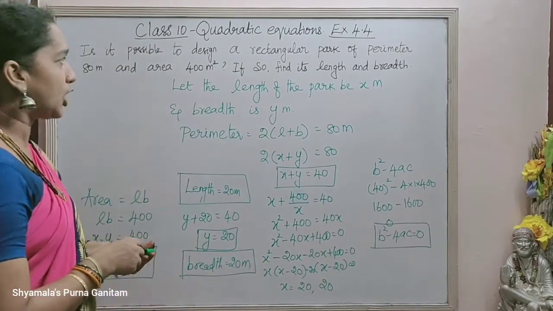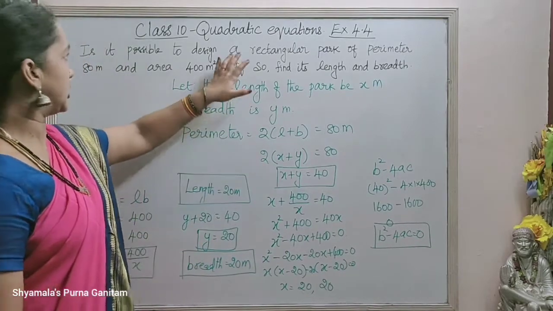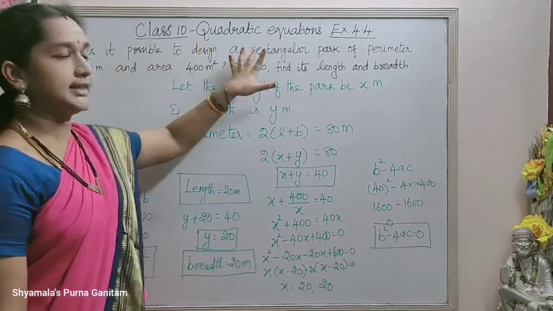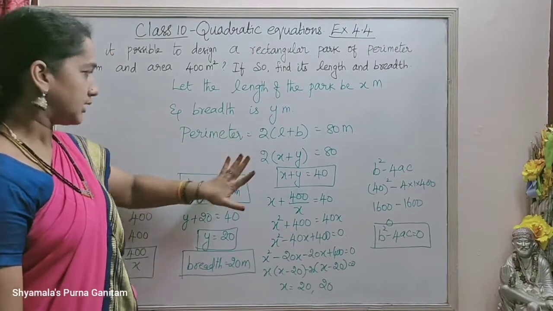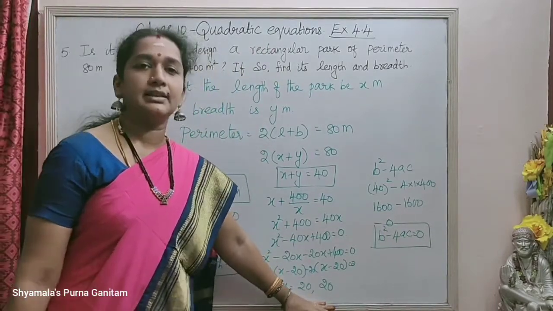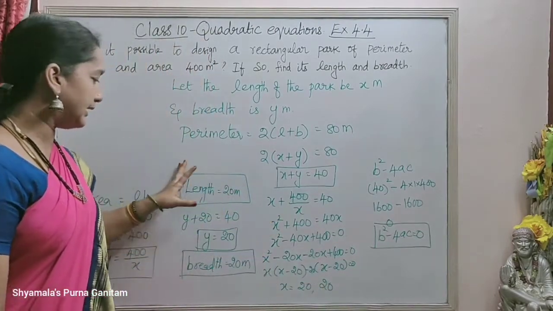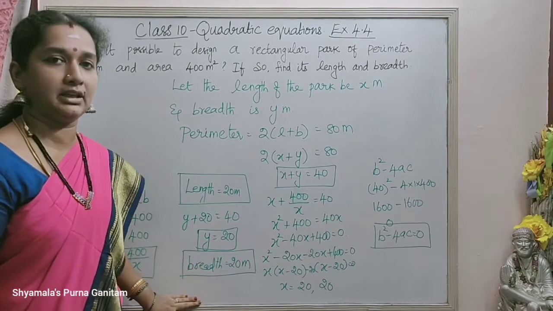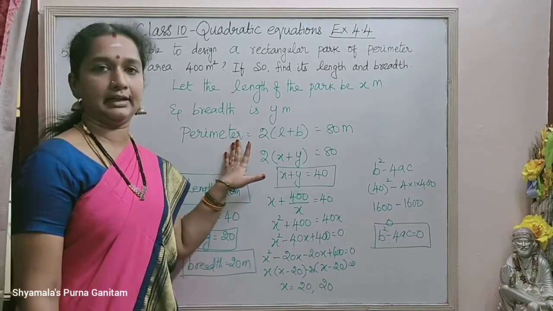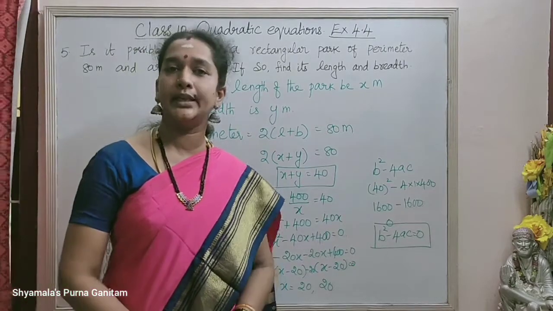So it is possible for the given situation to design a rectangular park. After finding that it is possible, we found the length and breadth of the given rectangular park. So length is 20 meters and breadth is 20 meters.